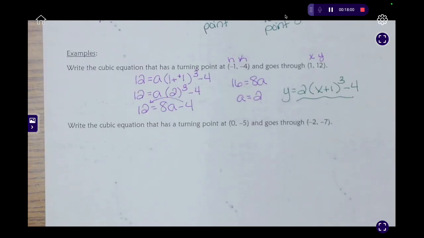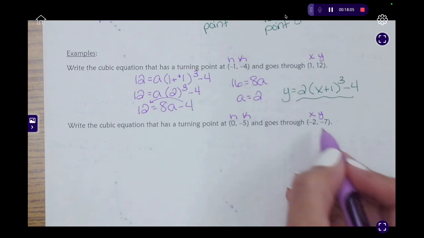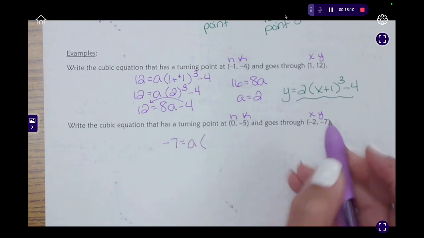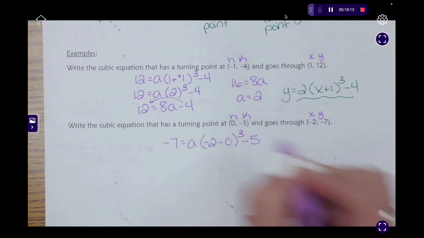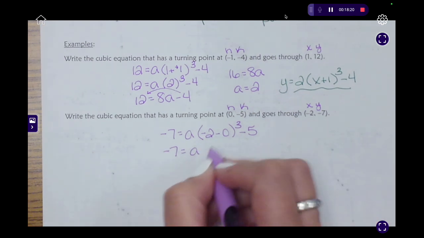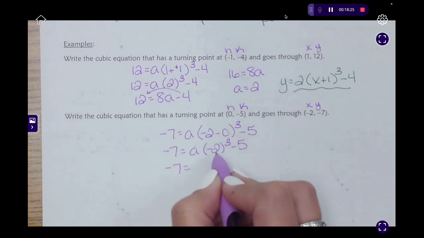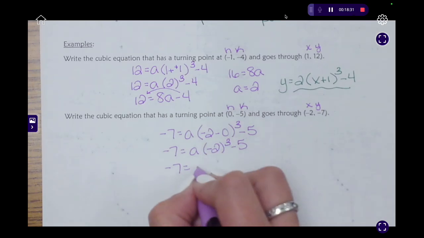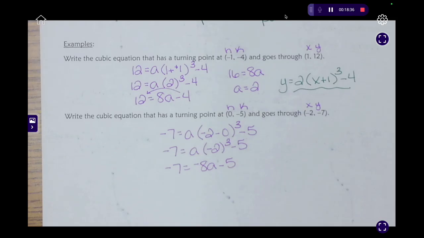All right, so looking at the next one, I have h and k, x and y. So I'm going to plug all that in. I'm going to start with my y equals a, I don't know. Your x is -2 minus your h, and then plus that k value. So now simplifying this, -2 minus 0 is -2. And then if I do -2 to the third, that means -2 times -2 times -2 gives me a -8. So that's my regular 2-step equation that I'm going to solve.